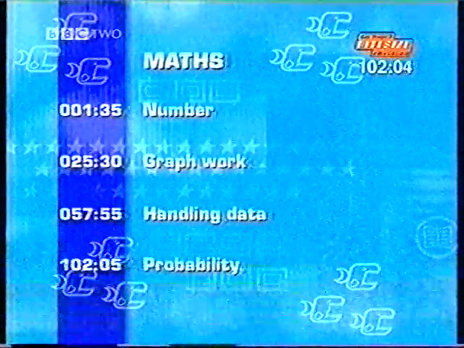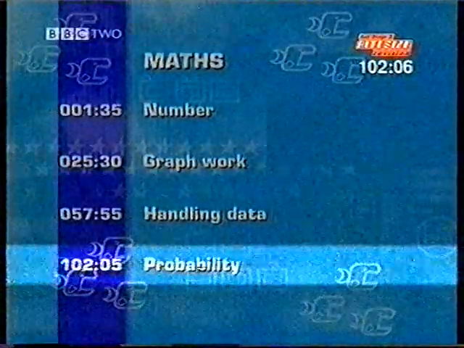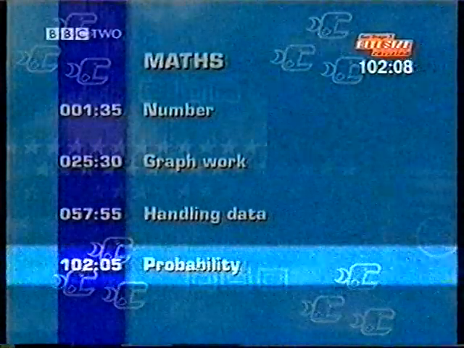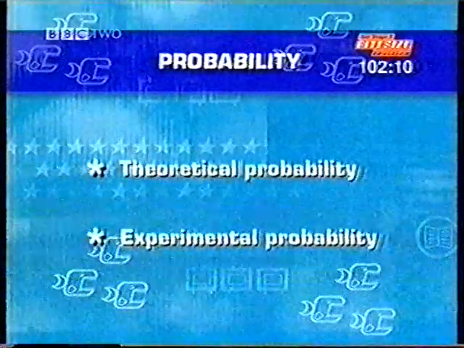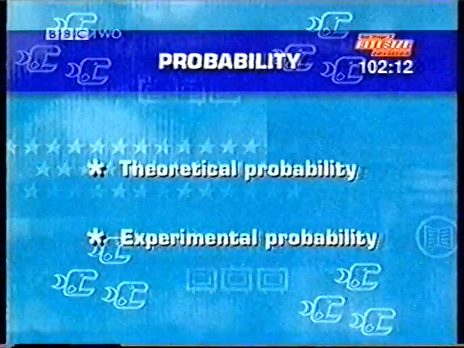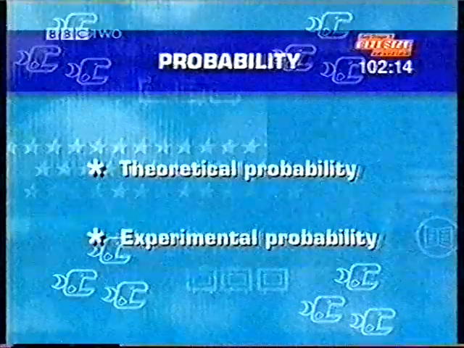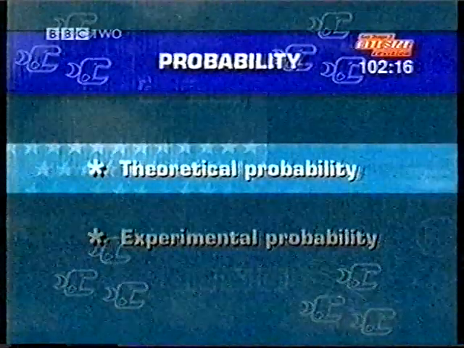Now, the final unit on probability. It's divided into sections on theoretical and experimental probability. Let's start with theoretical probability.